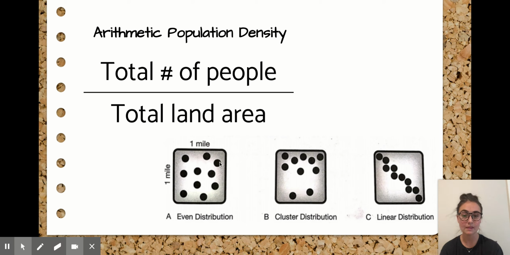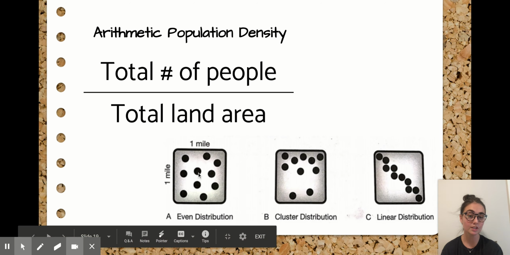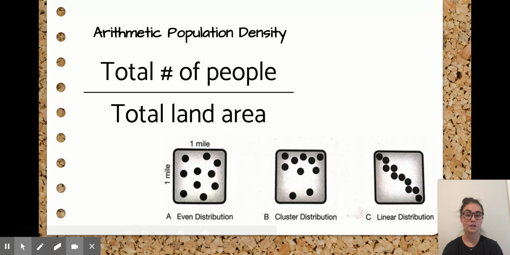So, is there an even distribution? All of these squares are showing, I think, 10 people per square mile. So, is it evenly distributed? Is there clustering? Are they clustered in one area? Is there a linear distribution? I know this seems odd, like why would they settle that way? But you will see this along rivers or roads, stuff like that.